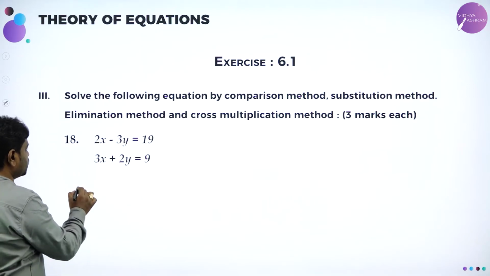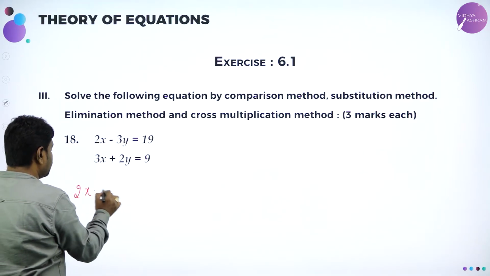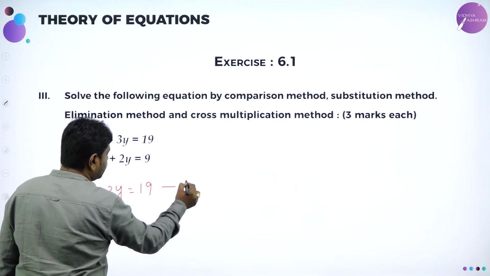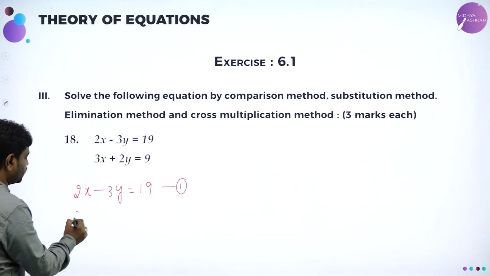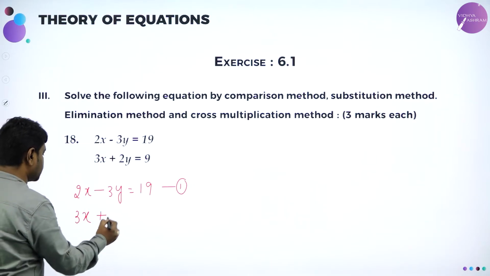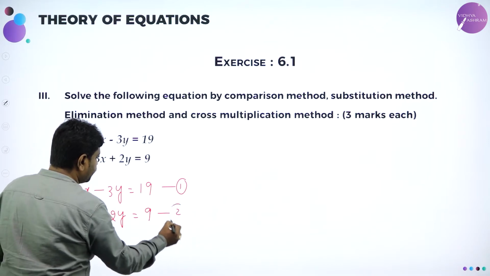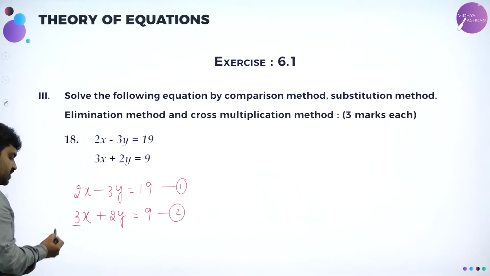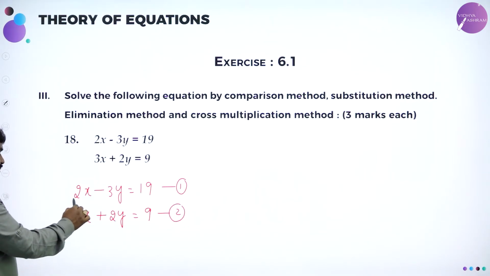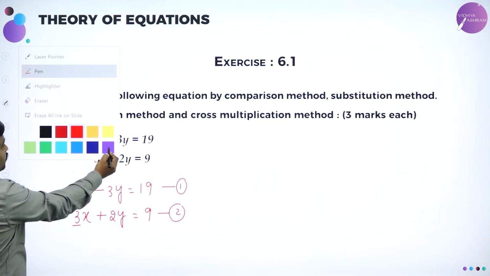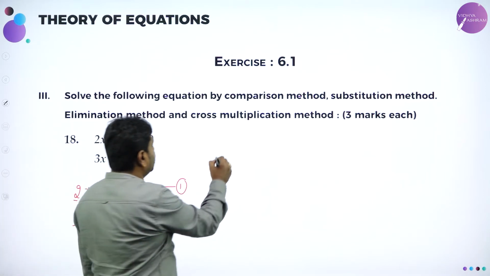So what is the first equation? 2x minus 3y is equal to 19, equation 1. What is the second equation? 3x plus 2y is equal to 9 is the second equation. The coefficient of x in the first is 3... sorry, in the first it is 2 and in the second it is 3. Multiply them. So now what should you do? Opposite terms. What will we do?